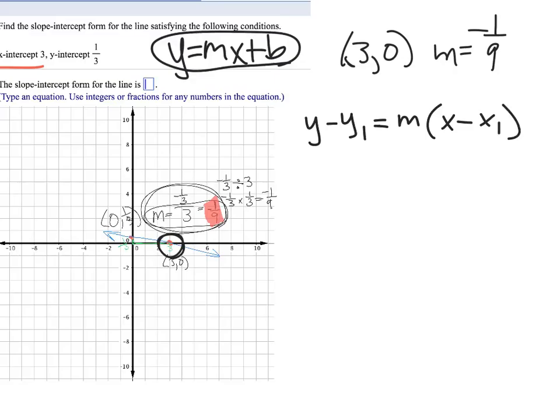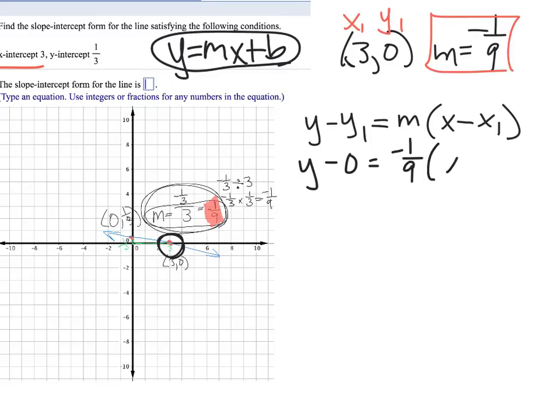And remember, here's your x1, y1, and of course here is your slope. So now we're ready to start plugging it in. So this becomes y minus 0 equals negative 1/9 times x minus 3. All right, and now when we start doing the math, this is easy. That just becomes y. So already the y is all by itself, which is exactly our goal.